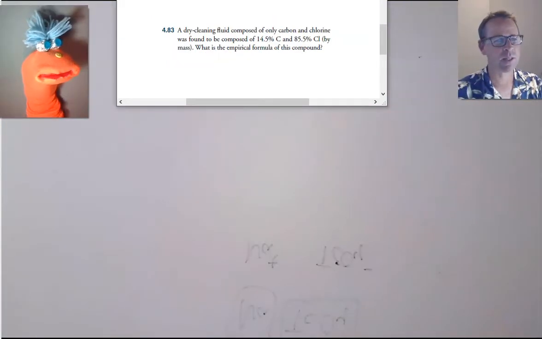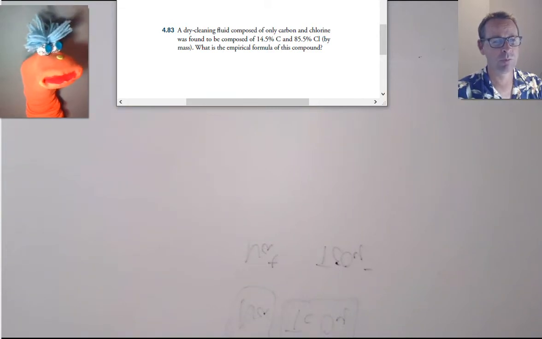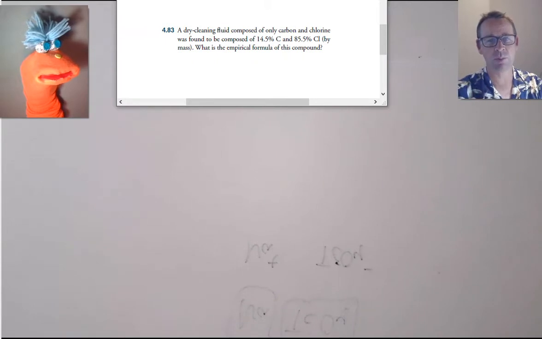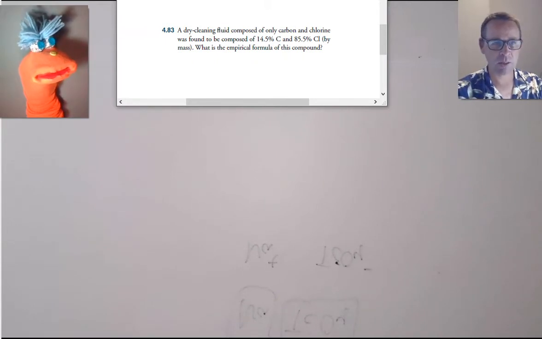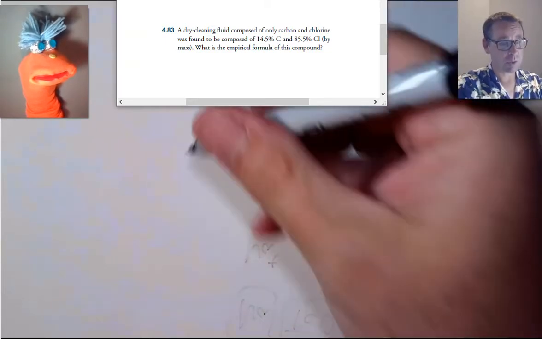Okay, let's try to find the empirical formula for this compound given the percentages now. Okay? So what do you think we do? 14.5%. I don't know. What do we do? Well, we hopefully remember that percentages are always given in terms of mass percent. So then we can talk about a 100-gram sample and say that 100 grams of a sample will be 14.5 grams of carbon and 85.5 grams of chlorine.